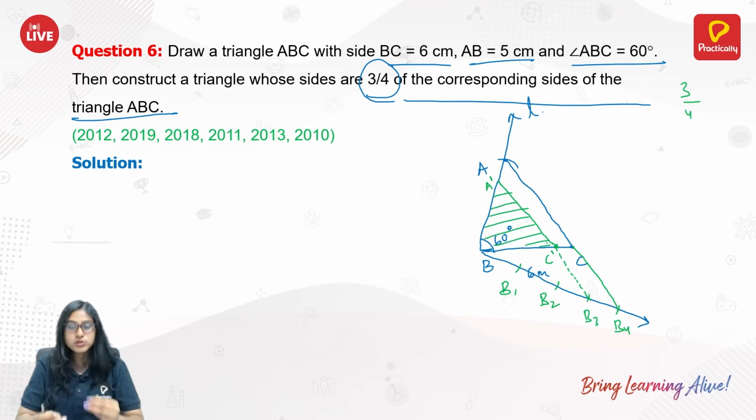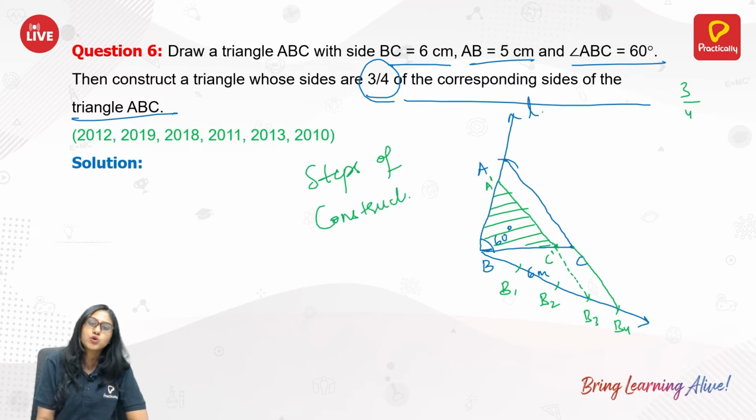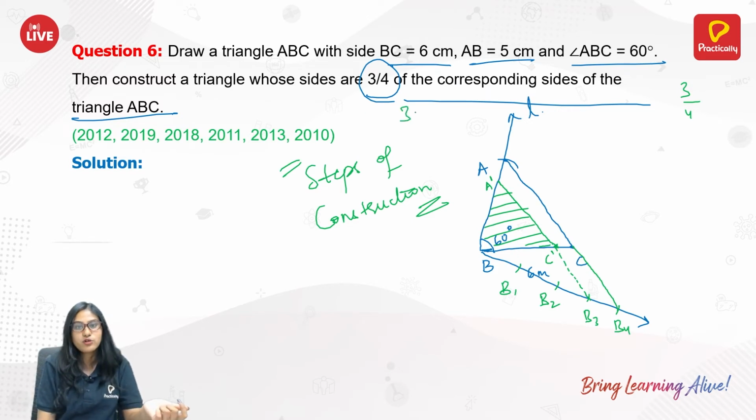So, if you use your compass and ruler to construct, similarly you'll get it like this. And do not forget to write the steps of construction. And I was so surprised to see that this question is repeated so many times with only two values. Either it is 3 by 4 or 2 by 3. So I guess this is one of the most important constructions we have to know.